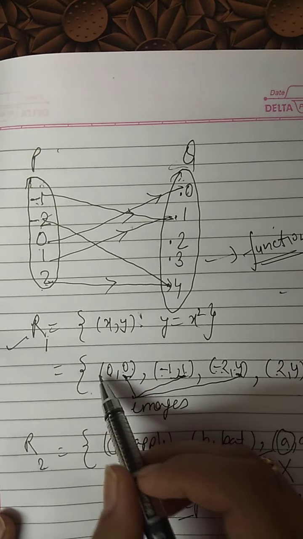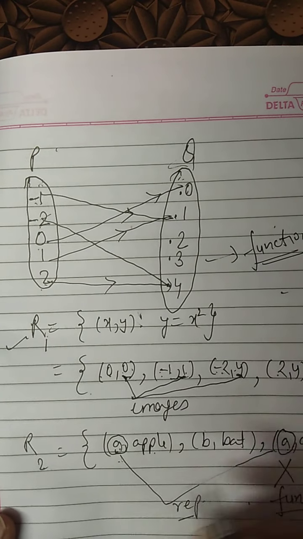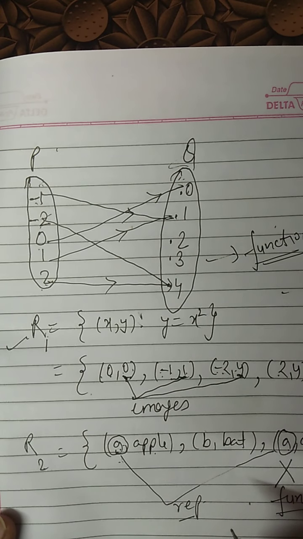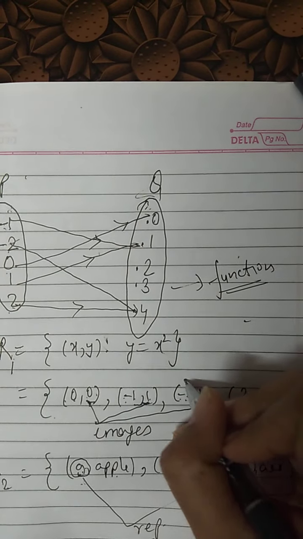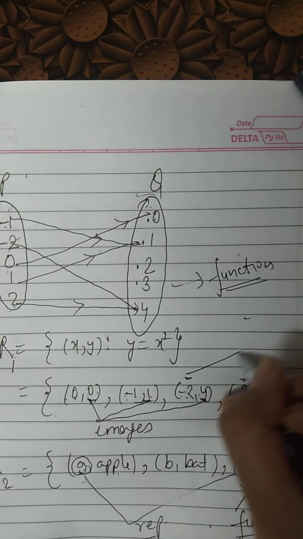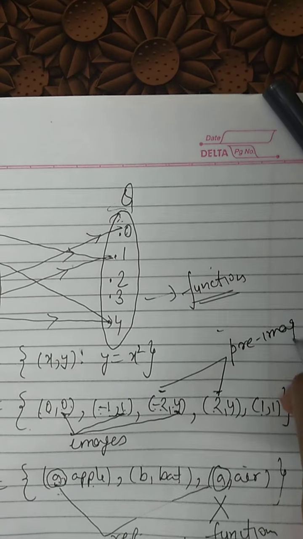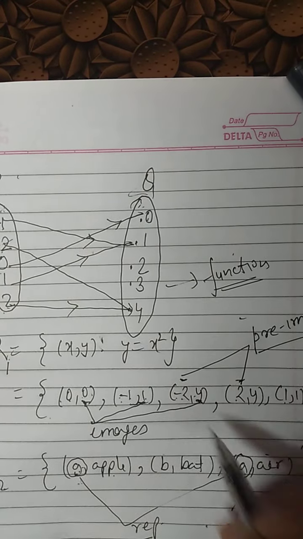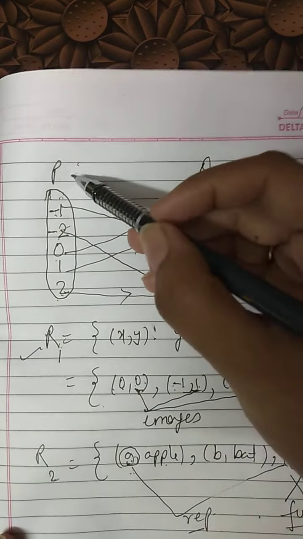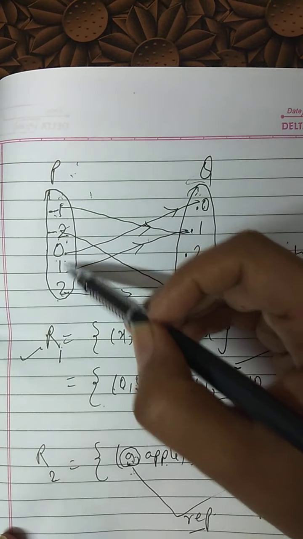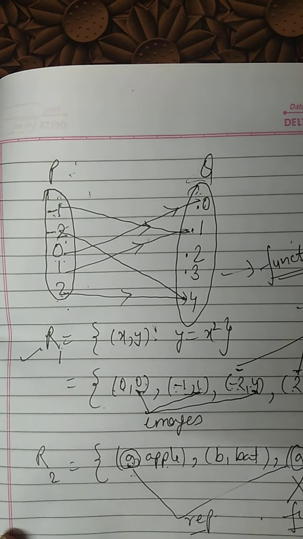Now here the first term of every ordered pair also has a name. In the relation, no name is given to the first element, but in the function, the first element is also given a name. And what is the name of the first element? If I take all the first elements of the ordered pairs, the name is pre-image. So in every ordered pair, the first element is called pre-image and the second element is called image. It means when I am looking at the domain, every element of the domain is called the pre-image of that element to which it is connected, right?